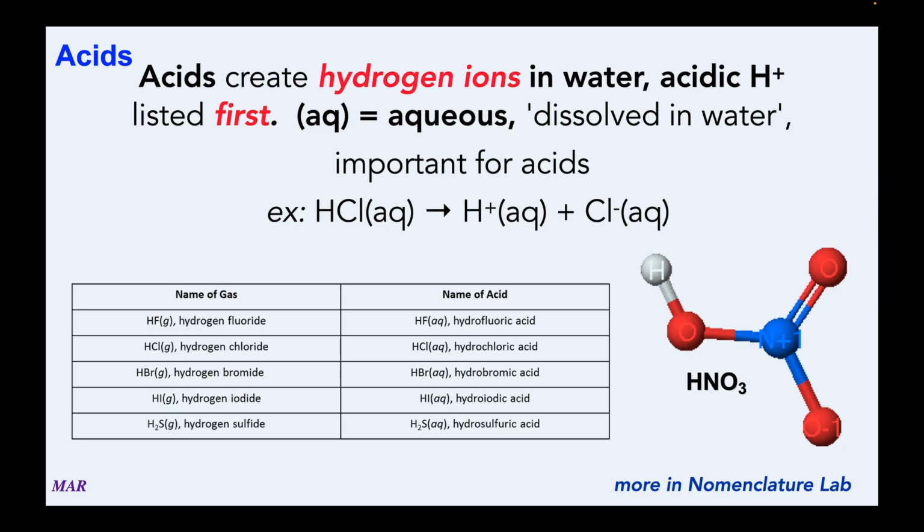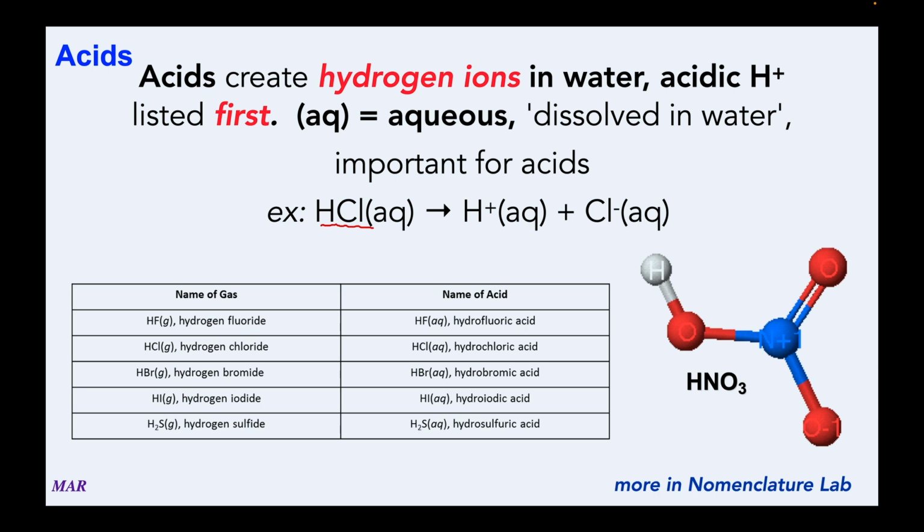Briefly, acids are really important to chemistry because they have a lot of energy associated with them. And acids are so important that usually the H is listed first. So this is an example of hydrochloric acid, HCl. The H is listed first. Most compounds, H's aren't listed first because they're not that exciting. But with acids, oh yeah, they're exciting.